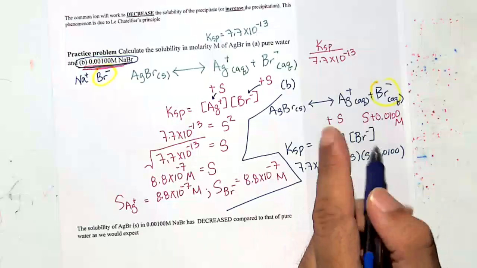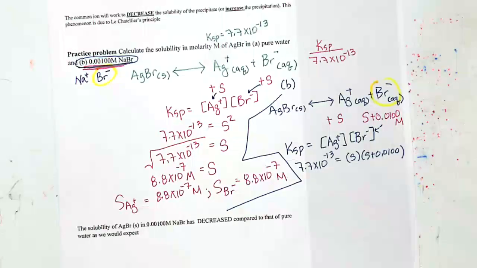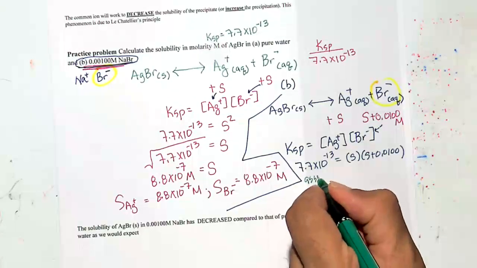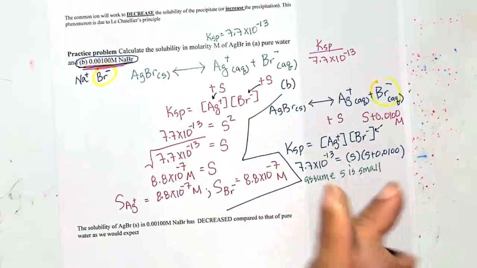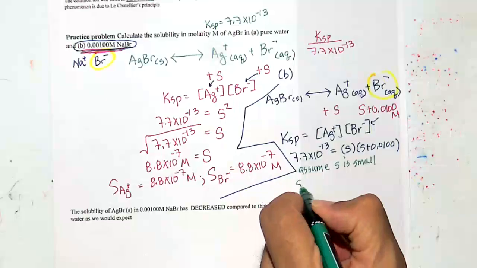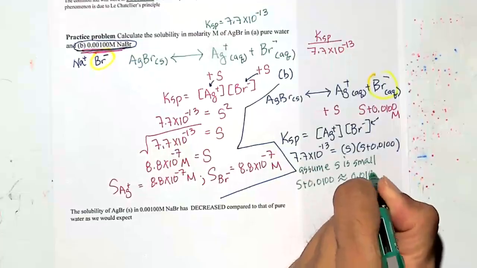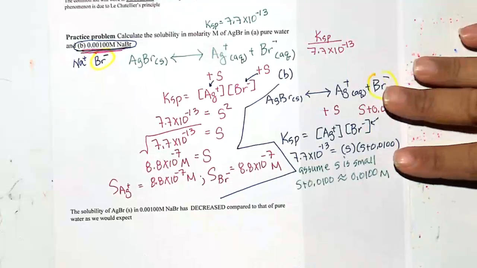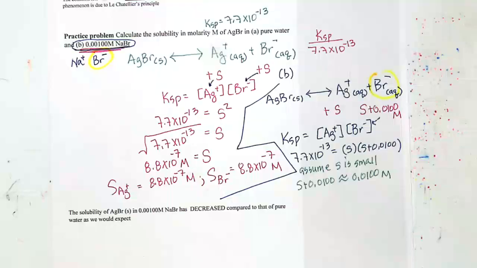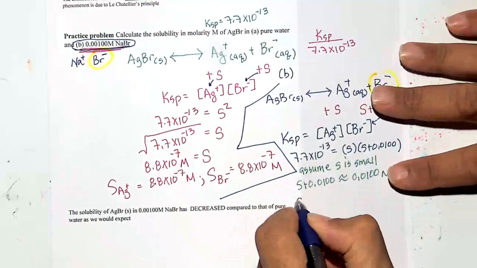Now we have this situation, so I want you to do this. We can assume S is small. When we assume S is small, we're going to say S plus 0.0100 is about 0.0100 M. This makes things easier so we don't have to do the quadratic. This is what I want you to do on the exam for this type of problem.